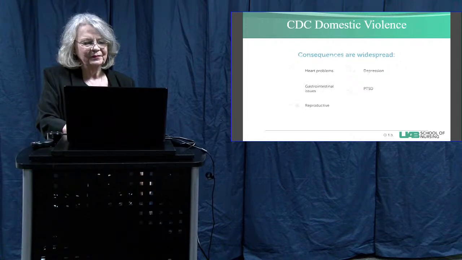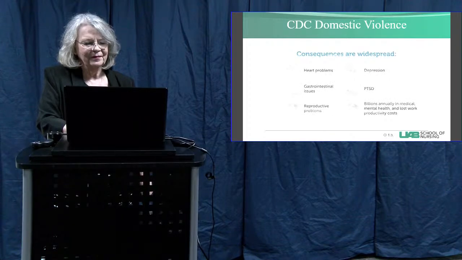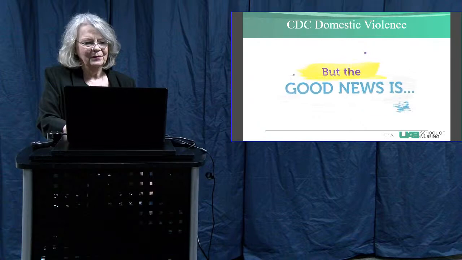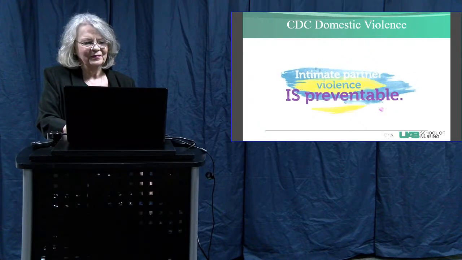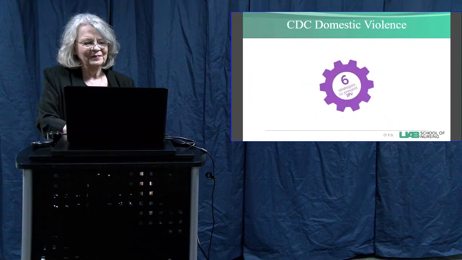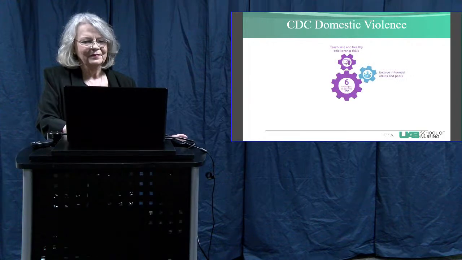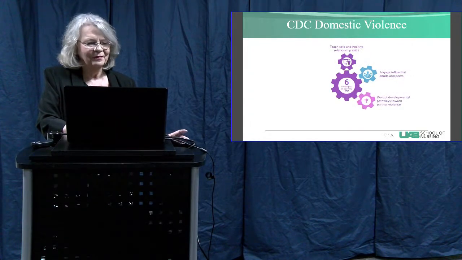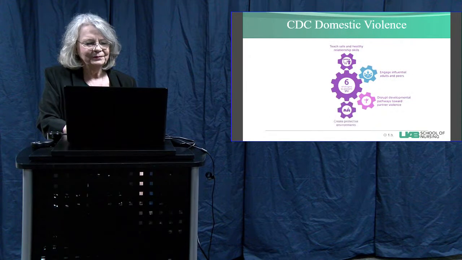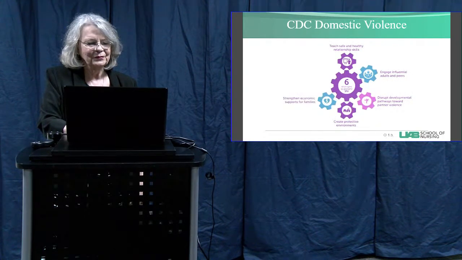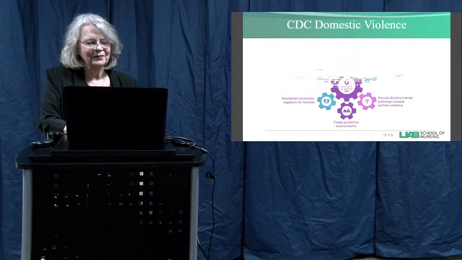It impacts physical and mental health. It results in billions of dollars in medical, mental health, and lost work productivity costs. But the good news is that intimate partner violence is preventable. We have strategies that can help you prevent this problem in your community. We can prevent intimate partner violence by teaching safe and healthy relationship skills, engaging influential adults, working to prevent violence starting in early childhood, creating protective environments, strengthening economic support for families, and supporting survivors to increase safety and lessen harms.